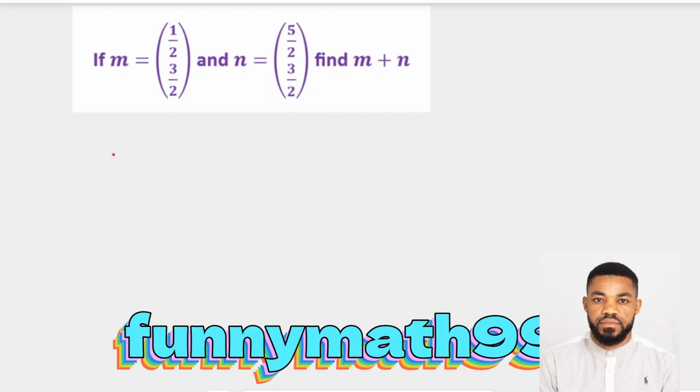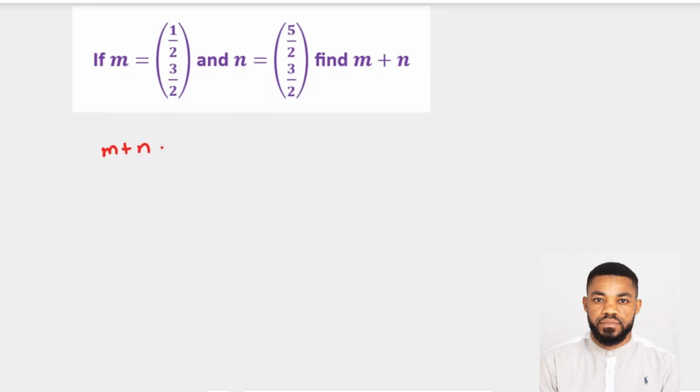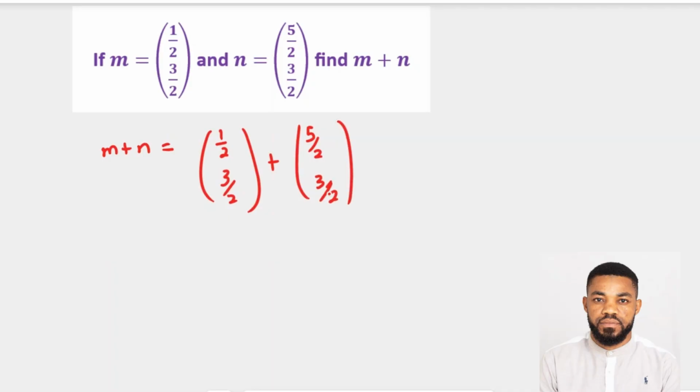We have M plus N, and we have to do substitutions. The vector M has components 1/2, 3/2. We come to the vector N, a very long one. So we have 5/2 and 3/2. So these are the vectors. How do we add them? Because this time we have fractions. The idea is going to be the same. And what's the idea? We are going to add or subtract corresponding components. That is what you have to know.